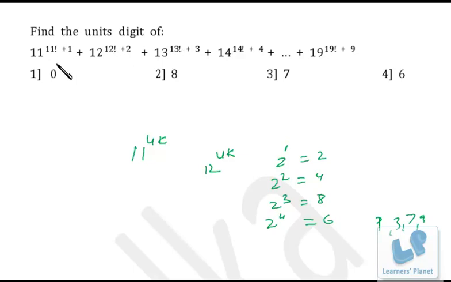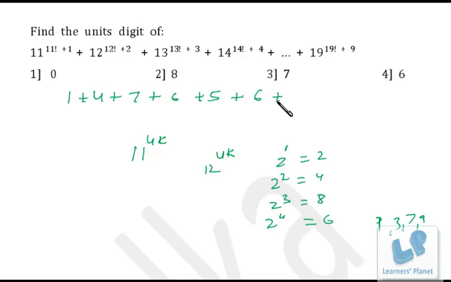Okay, whatever unit digit we will be getting, that will be from 11 raised to 1, 12 raised to 2, 13 raised to 3, 14 raised to 4, something like that, right? So 11 raised to 1 will end in 1, 2 raised to 2 that's 4, 3 raised to 3 that's 7, 4 raised to 4 that's 6, 5 raised to 5 that's 5, 6 raised to 6 will end in 6.